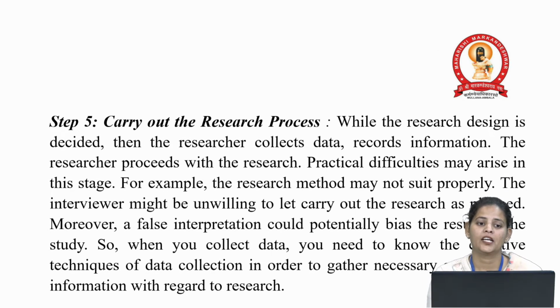Next, carry out the research process. Now you have a research design, a blueprint, and it's time to carry it out. Once the research design is decided, the researcher collects data and records information. Now what is data? Data is the input which is needed for research, and it may be of two types: primary data and secondary data. Primary data is collected first hand by the researcher; that is original data. Secondary data is already collected by someone else, and the researcher is just using that data for his research.